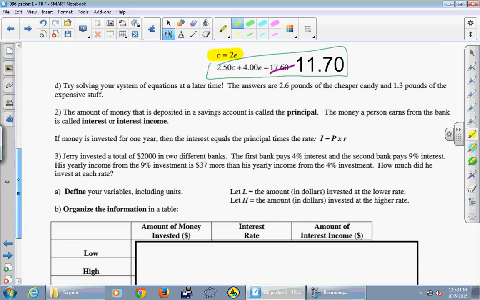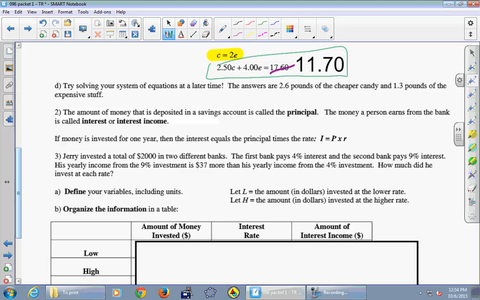Okay, number 2. Amount of money that's deposited in a savings account is called the principal. The money a person earns from the bank is called interest or interest income. And there's a simple relationship that tells you how to figure out your interest. What you do, if you have money invested for 1 year, this is very specific to having money in there for 1 year. To figure out the interest, you take the principal, the amount of money you have in the bank, and multiply it by the interest rate as a decimal.